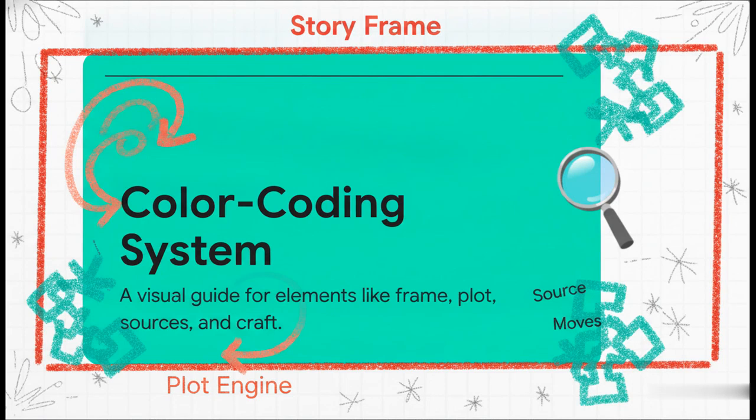Now, to help your students truly internalize this structure, the curriculum uses this brilliant color coding system. Think of this as a crucial visual support, especially for your struggling writers. Red represents the story frame, so the opening and closing. Coral is the plot engine, the actual events driving the action. Teal highlights the source moves, which we're going to dig into shortly, and gray points out craft elements, like those rich sensory details. By using this color code, your students can instantly identify the purpose of every single sentence they write. They aren't just summarizing events anymore. They actually understand the mechanics of story building.